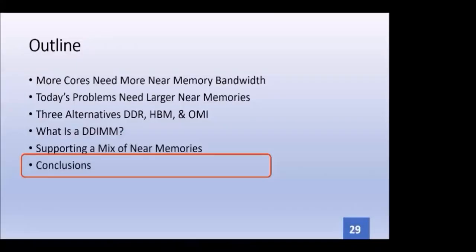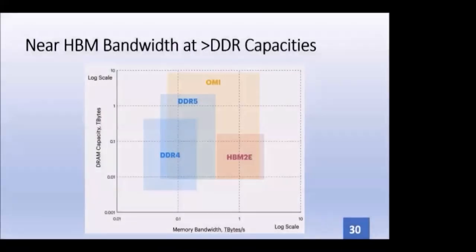So where does this lead us? First and foremost, OMI gives us near HBM bandwidth at larger capacities than DDR. That is illustrated in this chart, where bandwidth appears along the bottom axis and capacity shows on the vertical axis. Note how the OMI yellow box provides almost as much bandwidth on the horizontal axis as the pink HBM box, and more capacity on the vertical axis than the two blue DDR boxes.